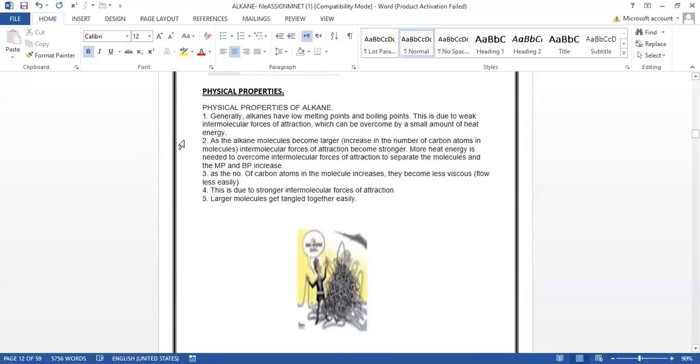Now moving towards the physical properties of the alkanes. In physical properties, alkanes have low melting and boiling points. Melting and boiling points depend upon the intermolecular forces. Alkanes have very weak intermolecular forces, so they have low melting and boiling points. As alkanes become larger, with an increase in the number of carbon atoms, there is an increase in the attraction among the molecules. More heat energy is needed to overcome the intermolecular forces. Thus the melting and boiling points increase as the number of carbon atoms increases. This is all due to the molecular attraction among the molecules.